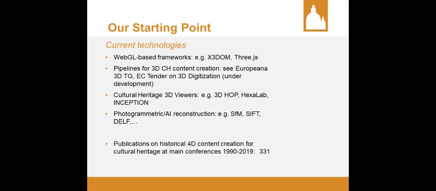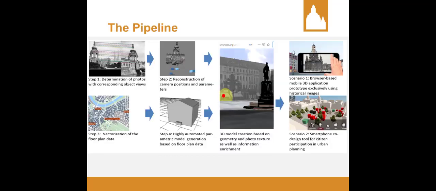With regards to photogrammetric/AI-based reconstruction from images, of course, you have several state-of-the-art algorithms and approaches, SfM, SIFT, RIFT, DELF, and so on and so on. If you have a look at publications with regards to 4D content creation and cultural heritage, you have around 330 publications dealing with this content only from the main conferences during the last 30 years.